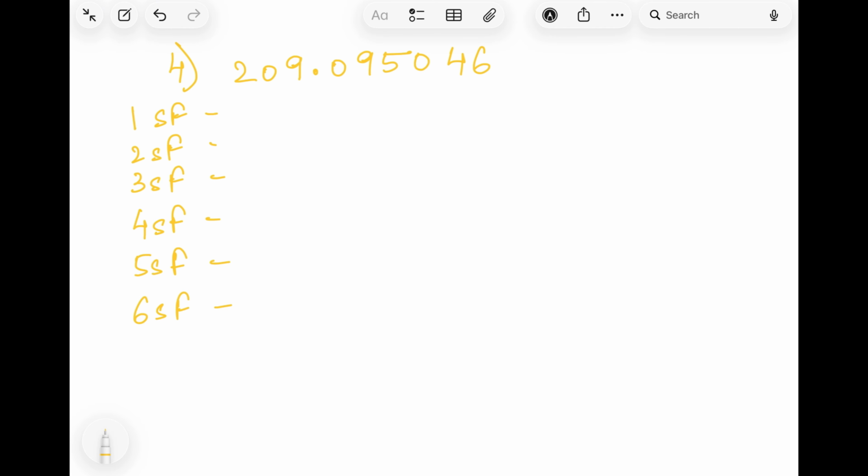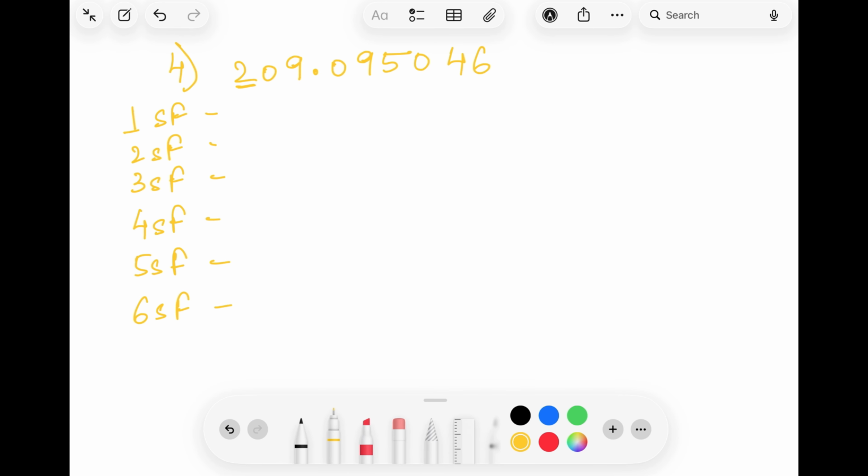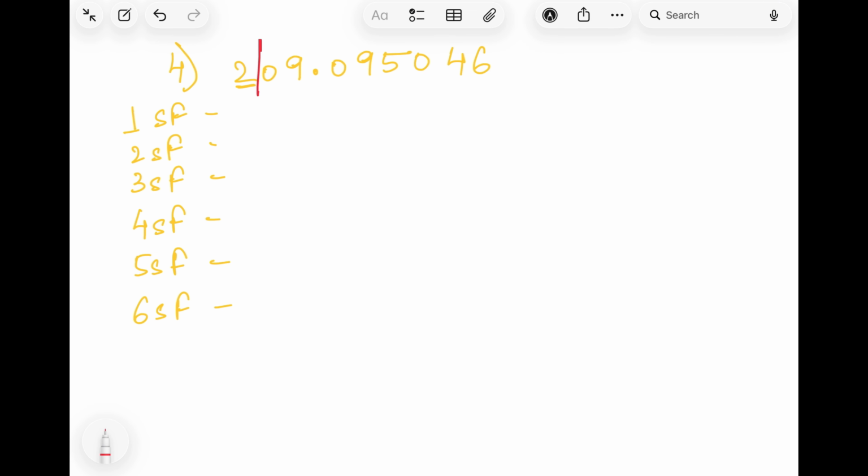So when you round it to one significant figure, the first significant figure is this. We put a line after the first significant figure. The second number is 0. When it is 0, that means this 2 will remain as it is. So I'll write 2 and the next two numbers will become 0. Now I will not write all these numbers. Why?